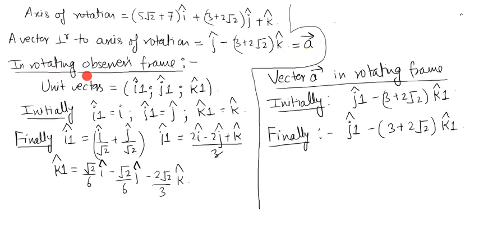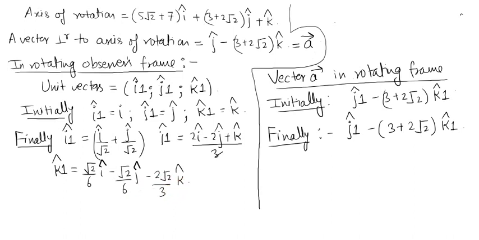Now in rotating observer's frame, the initial unit vectors were I1 cap, J1 cap and K1 cap. So initially I1 cap was equal to I cap and J1 cap equal to J cap and K1 cap was equal to K cap. And finally this we have already calculated in the previous video, and in this video also I explained it, that finally I1 cap will be I cap by root 2 plus J cap by root 2. J1 cap will be 2I cap minus 2J cap plus K cap by 3, and K1 cap will be root 2 by 6 I cap minus root 2 by 6 J cap minus 2 root 2 by 3 K cap.